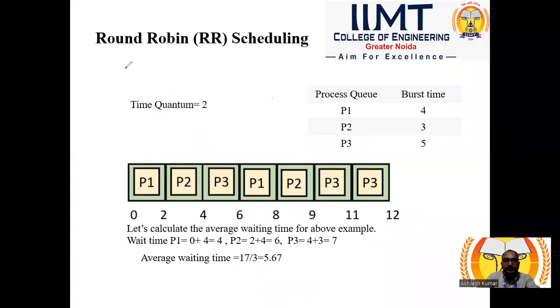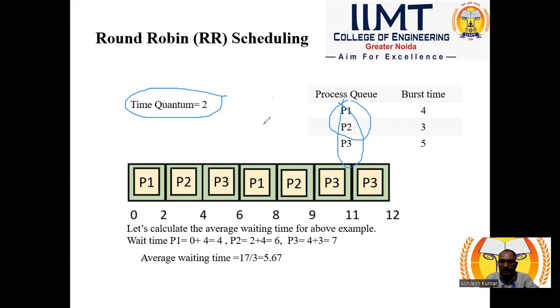Now let's understand a numerical on the round robin algorithm. We take 3 processes with burst times of 4, 3, and 5, and the time quantum given is 2. That is, each process is given 2 units of time for execution. If process P1 arrives for execution, it takes 2 units of time, and if process P2 arrives in the CPU for execution, it also takes 2 units of time. In this manner, we execute all the processes.